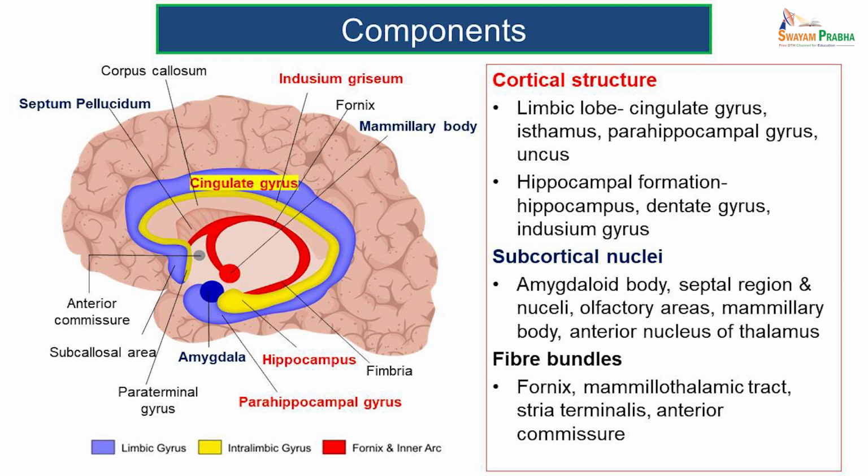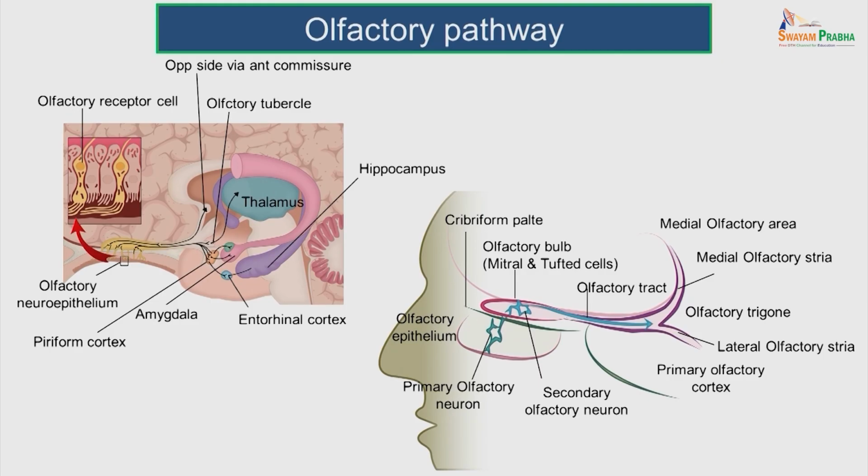And also we have the fiber bundles, that is the fornix, mammillothalamic tract, stria terminalis and the anterior commissure. So, this forms the parts of the limbic system: the hippocampal formation, amygdala, mammillary body, the fimbria and the fornix. They all form the parts of the limbic system. Now let us study about each part of this limbic system.